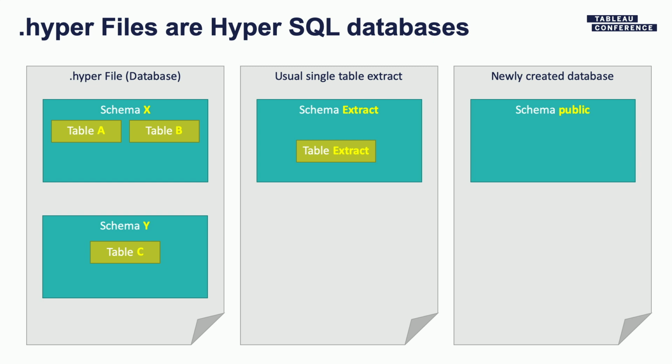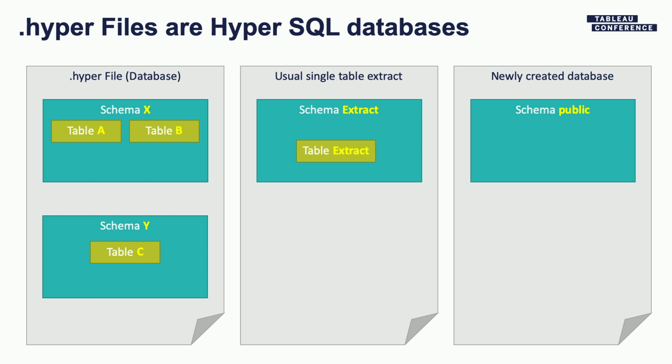A newly created database file looks like this. In the hands-on training, we said it has no schema. That's not true. It has a schema called public. Why is that? Because that's also what Postgres does, and we try to be Postgres compatible. But that means in the hands-on training, we had to first create the schema extract, right? Because you see, in a newly created database, there's no schema named extract.